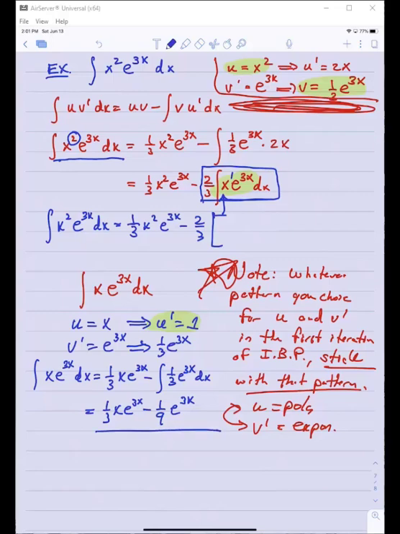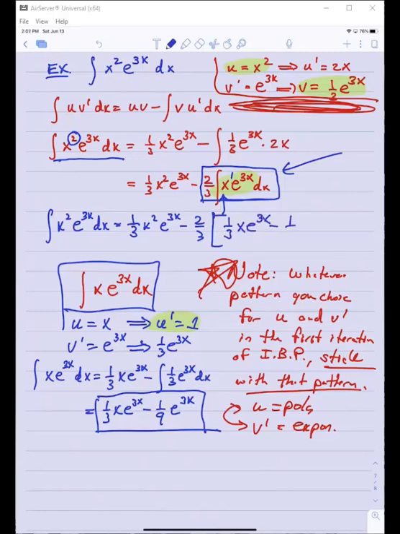Okay, now, what is this answer that we just found? It's the antiderivative of x e to the 3x, which was this integral right here. So it was minus 2/3 times the integral of x e to the 3x, which we have determined is 1/3 x e to the 3x minus 1/9 e to the 3x.